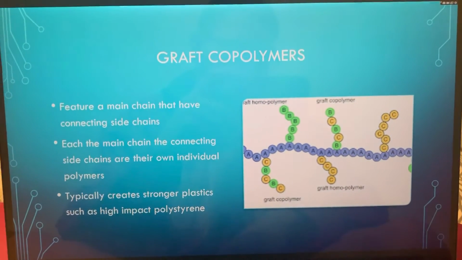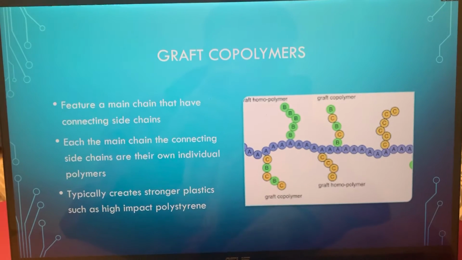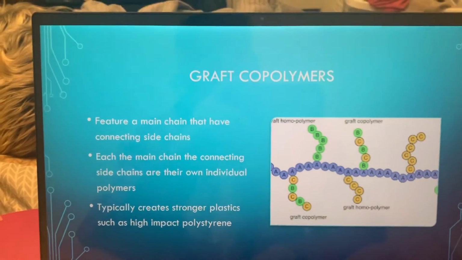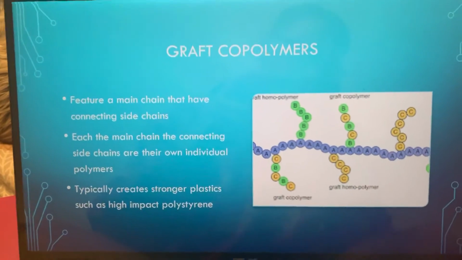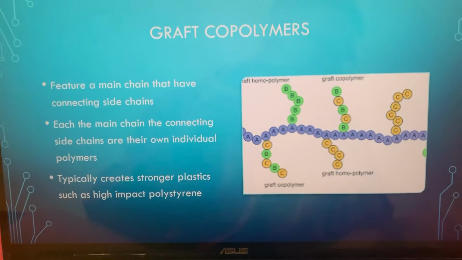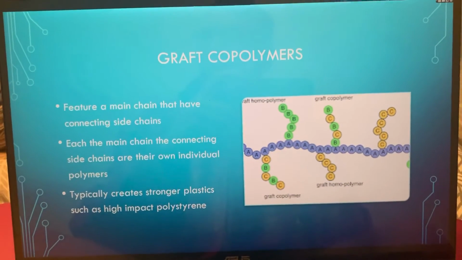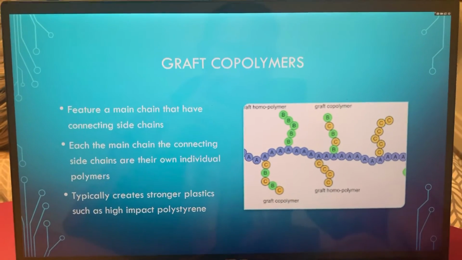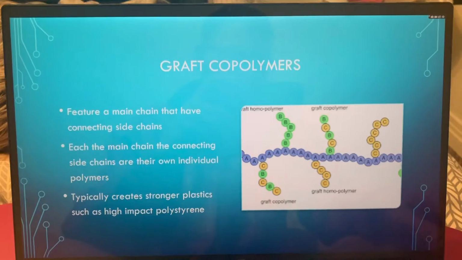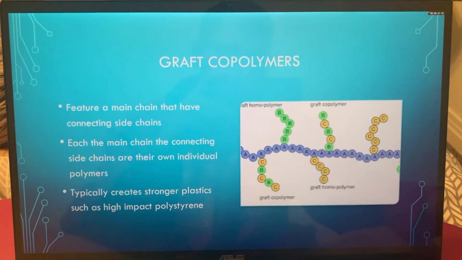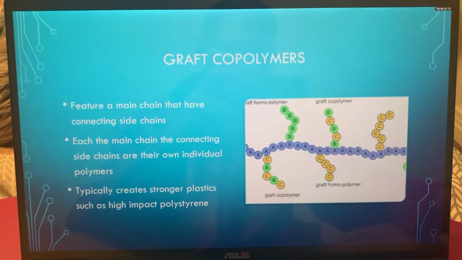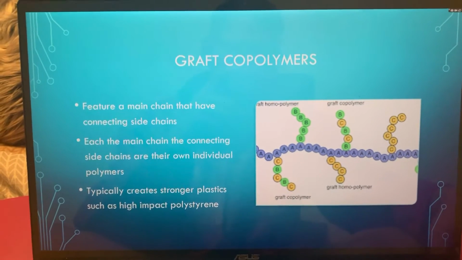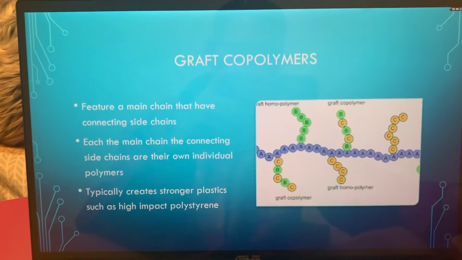Next is a graft copolymer, and this is the more complex of the four. It features a main chain of one main polymer, which in this picture is A, and then it has a bunch of different connecting side chains that can be from any of the other types of copolymers, such as the graft or the block as well. All of these chains are their own polymers connected together through covalent bonding like all the others, and these typically create stronger plastics such as high impact polystyrene.